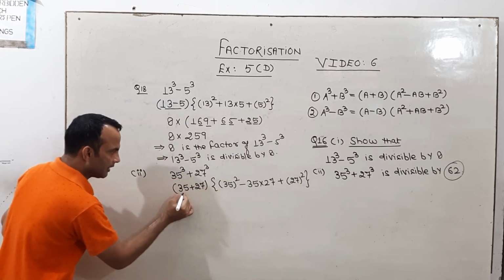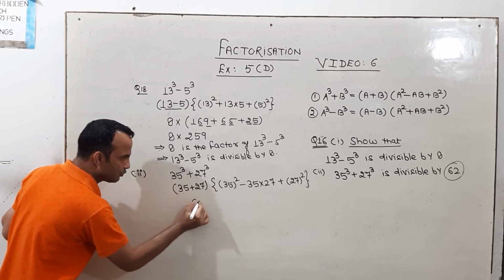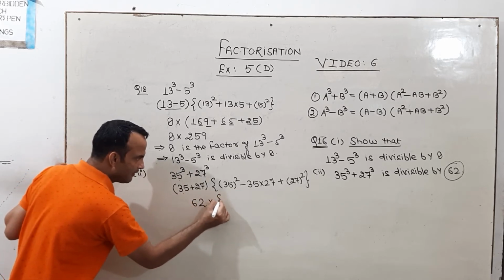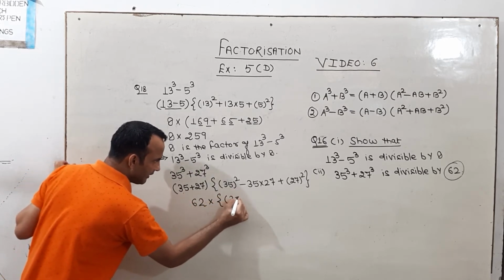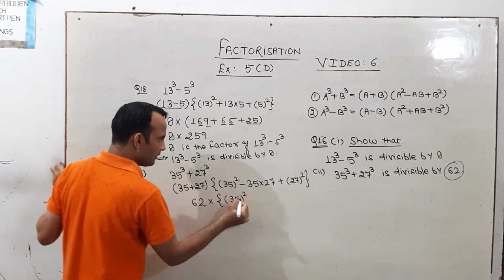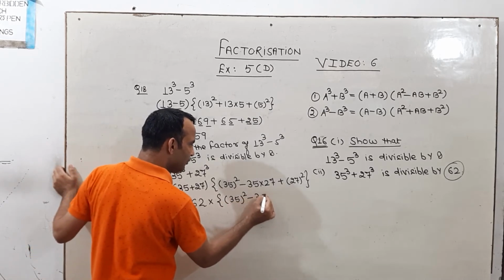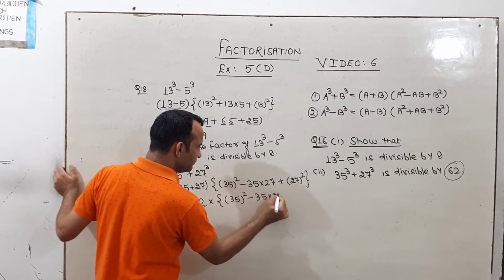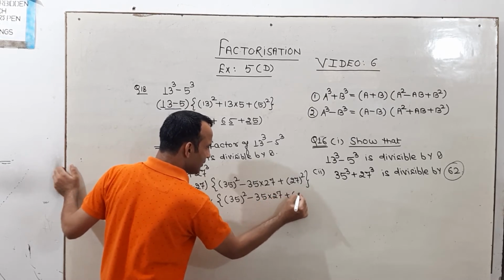Okay, 35 plus 27 is 62, multiplied with 35 whole square minus 35 into 27 plus 27 whole square.